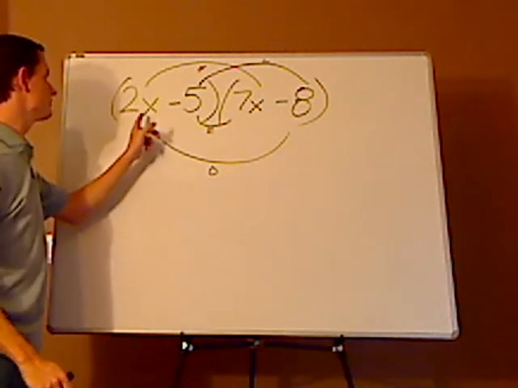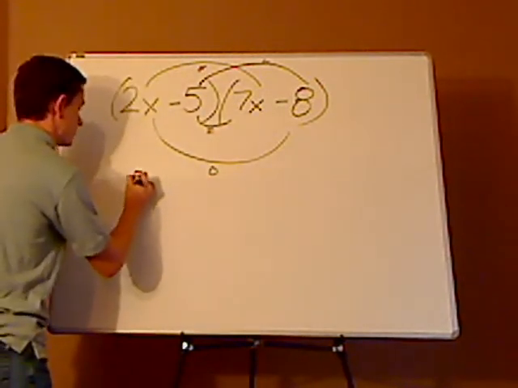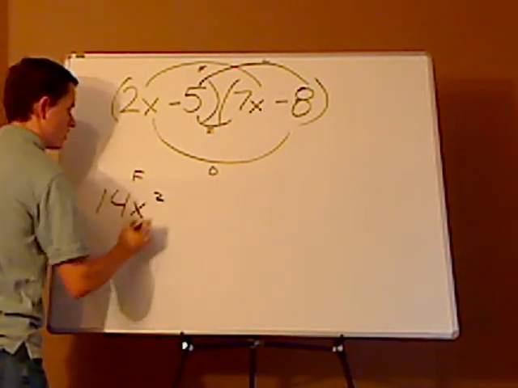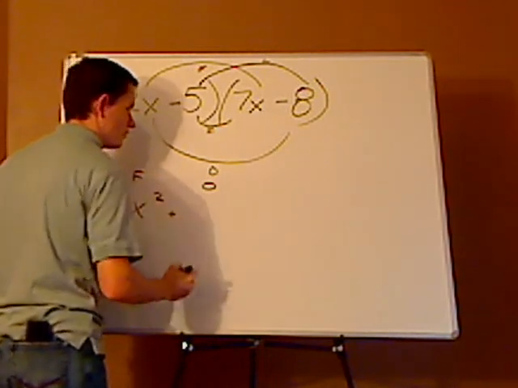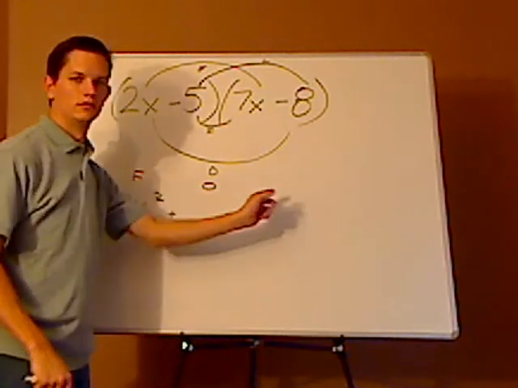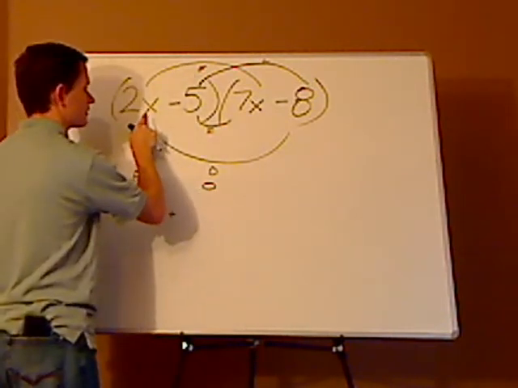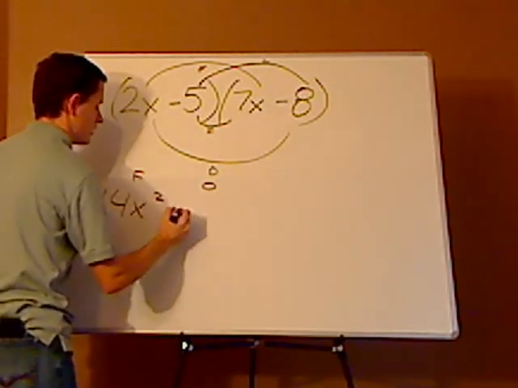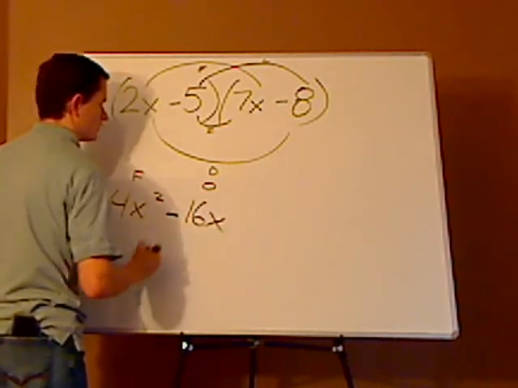I'm going to do the work in my head. So 2x times 7x, that's your first. So that's 14x squared. Then you do your outer, right? That's the O in FOIL. So you have 2x times a negative 8, which gives you a minus 16x.